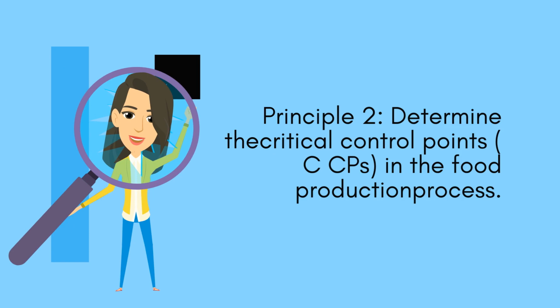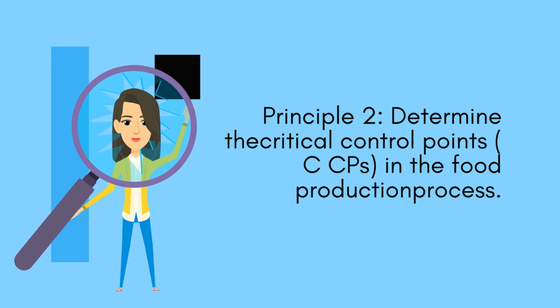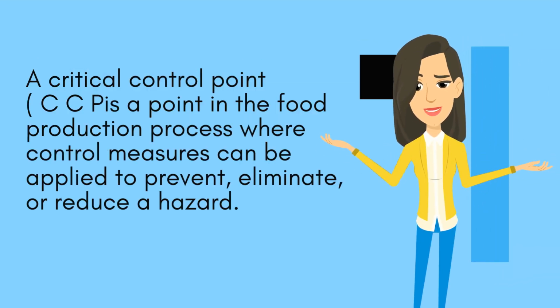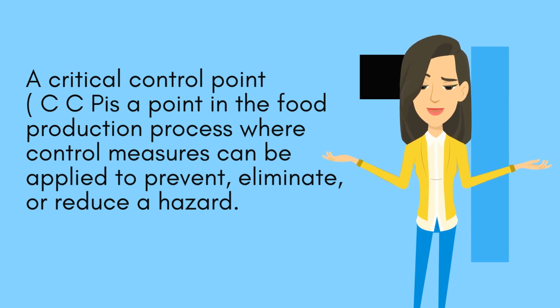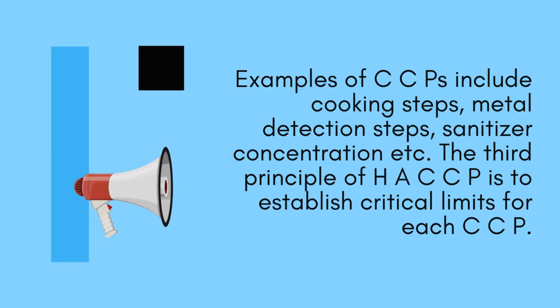Principle 2. Determine the critical control points, CCPs, in the food production process. A critical control point, CCP, is a point in the food production process where control measures can be applied to prevent, eliminate, or reduce a hazard. Examples of CCPs include cooking steps, metal detection steps, sanitizer concentration, etc.